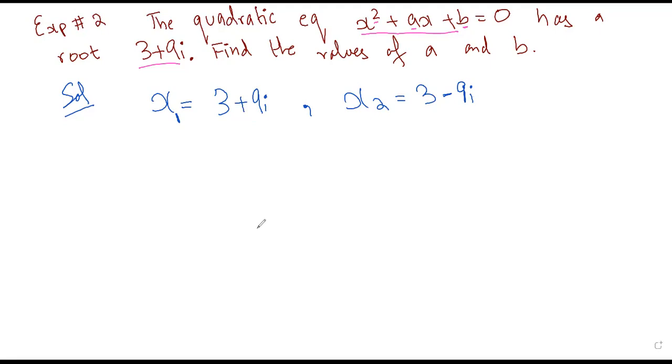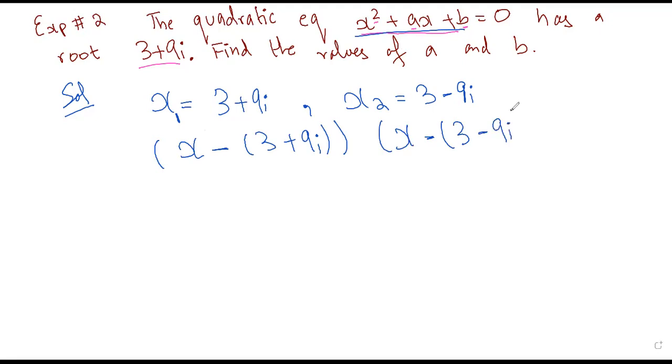Now, can I write down this equation as a product of its factors? Yes, you can. Okay. All right. So you can write it as x minus 3 plus 9 iota, and then x minus 3 minus 9 iota equals 0.